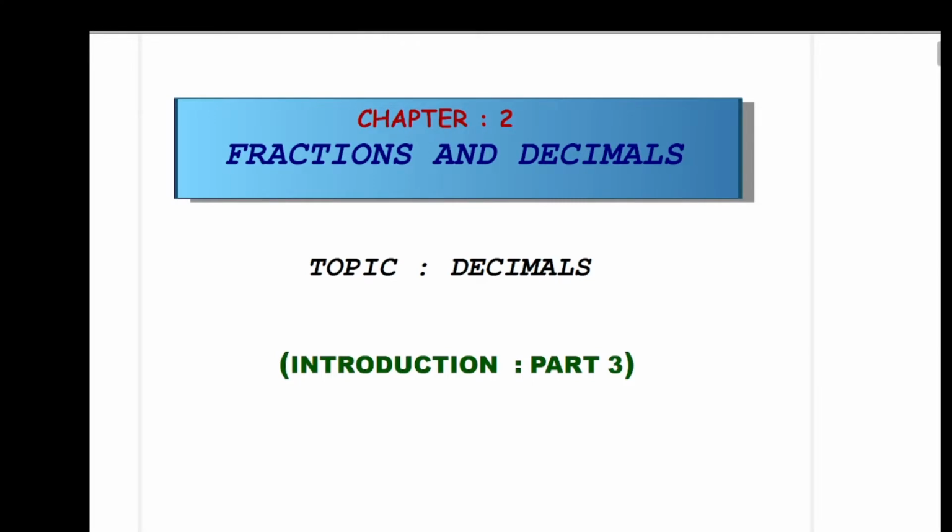In the last two videos, we have been discussing Chapter 2 of the NCERT Class 7 Maths book, Fractions and Decimals. So today we are going to discuss the topic decimals. Okay, so let's start.